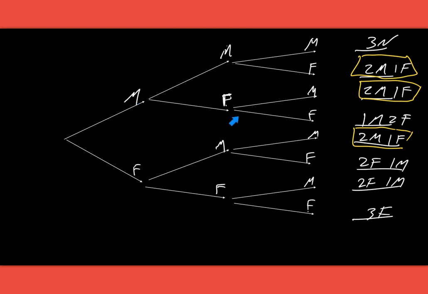Or male, female, male, or female, male, male. Those are the three ways it could have happened. But this is the mapping, but this does not include the probability. So then I got to go in here and I got to do my probabilities.